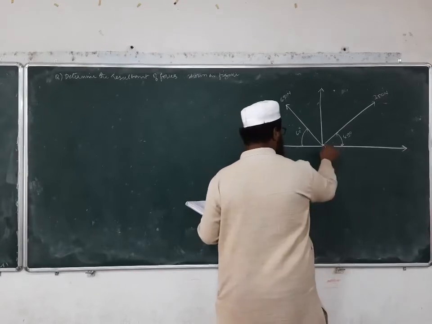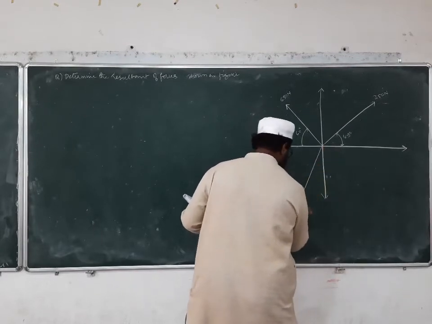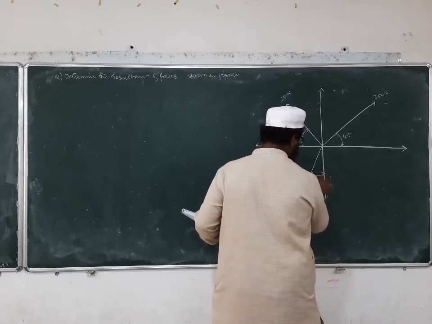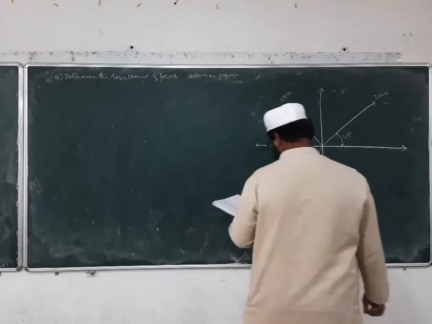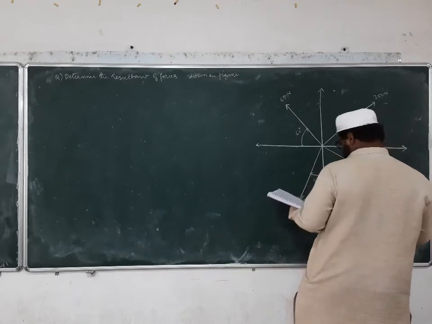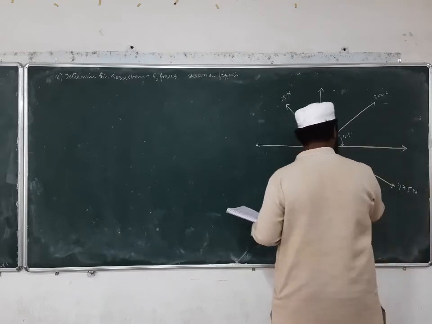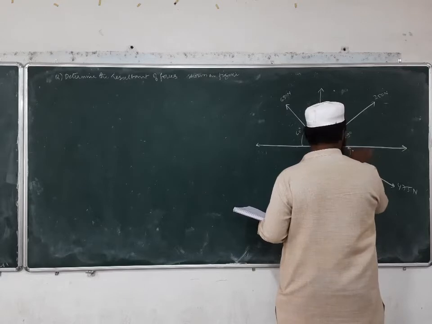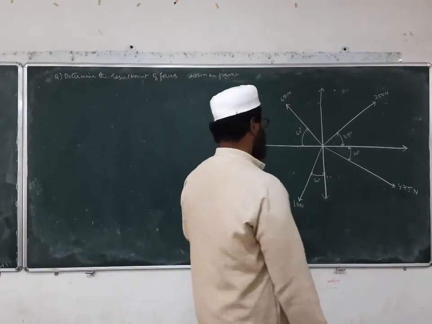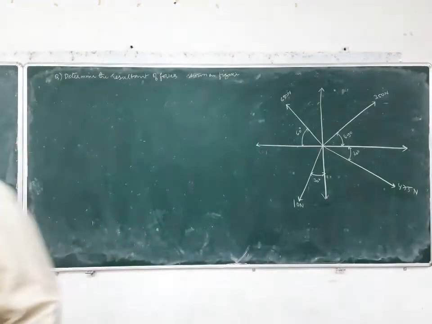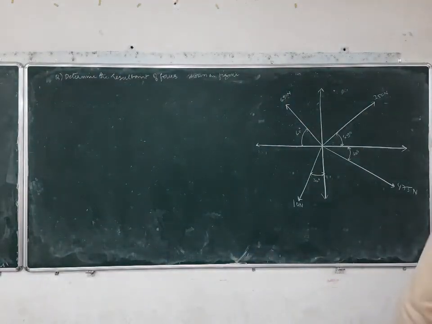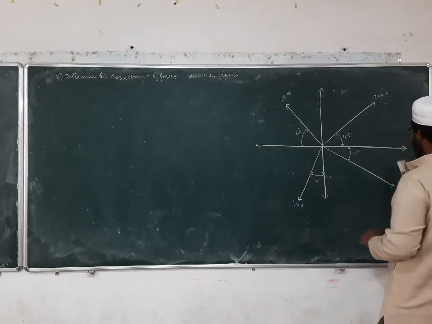Then we have one more force which is 10 newtons at an angle of 30 degrees with the y-axis. Then we have 475 newtons at an angle of 30 degrees with the x-axis. Alright. So now for this we have to calculate our resultant of forces. So the same thing, just one change here, that is the angle is with the y-axis.